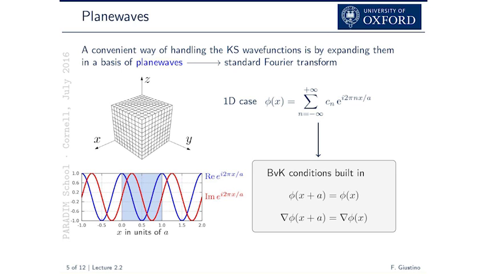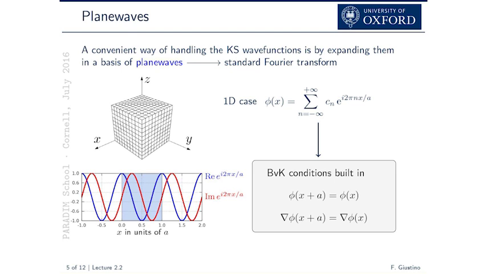Now, the first reason why this is useful is that if you look at these functions, if I replace x by x plus a, the size of the box, that is going to become exponential of i 2 pi n times this object. But exponential of i 2 pi n is 1. So in practice, if I translate this object by a lattice constant, I get the same object. So the first boundary condition is already satisfied.